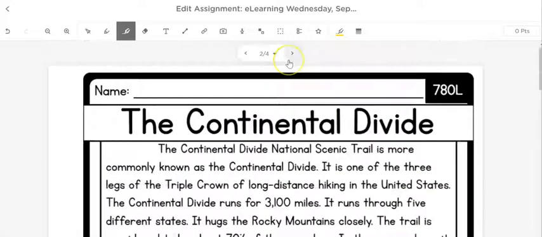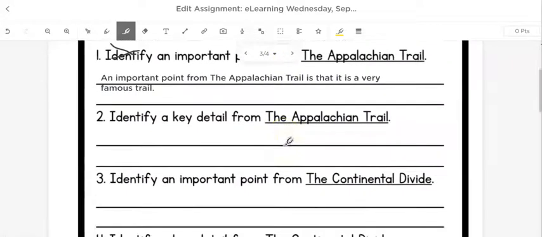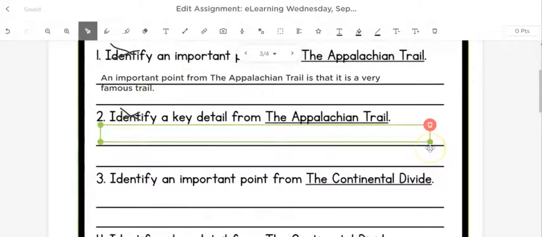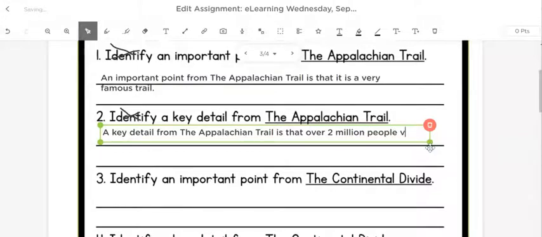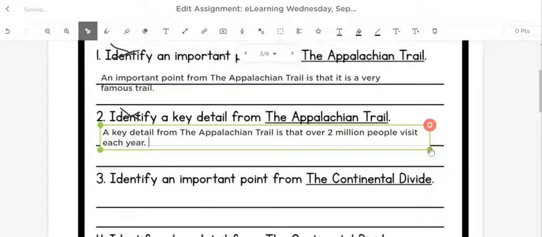Sorry about that. We'll go back to our page. And again, cross out the question word. Restate part of our question. A key detail from the Appalachian Trail is that over 2 million people visit each year. You can pause the video now to type this out.